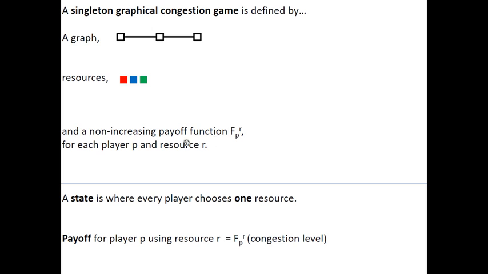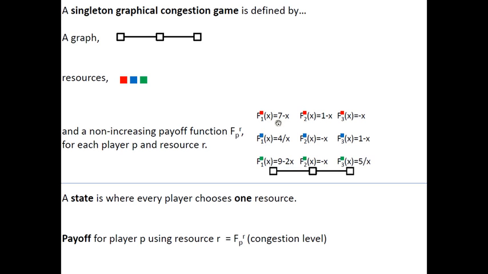And so the only restriction that we make is that the payoff function should be non-increasing, because that fits in with the character of the congestion game, i.e. players want to avoid congestion. But the point is that different players can have different payoff functions associated with any given resource. So, different players can have different tastes of the same resource, and also different resources can have different payoff functions associated with them.